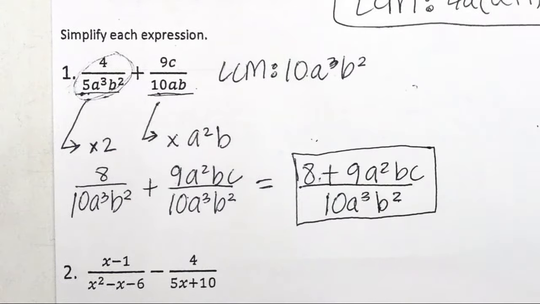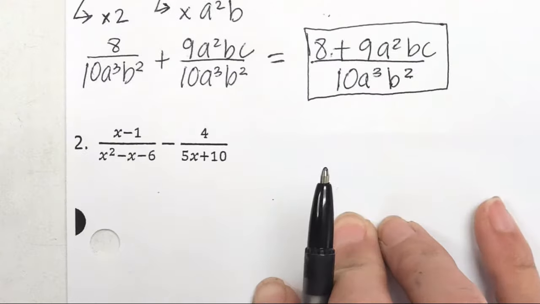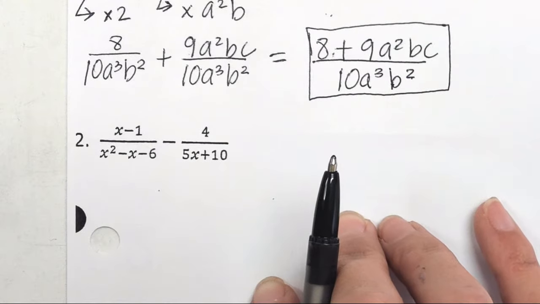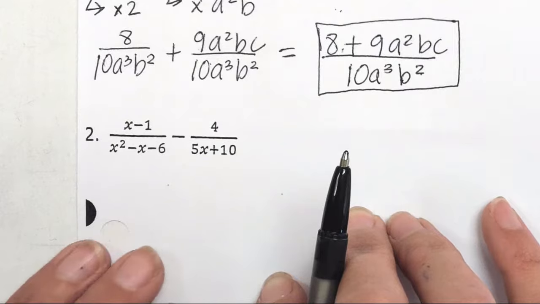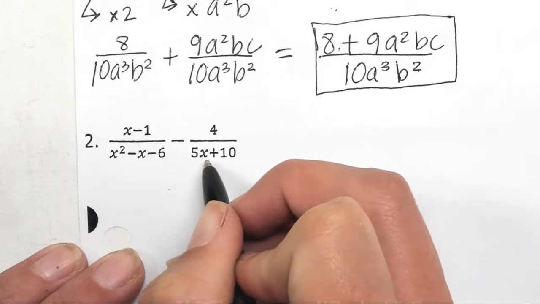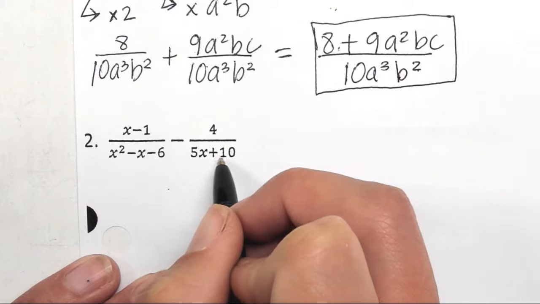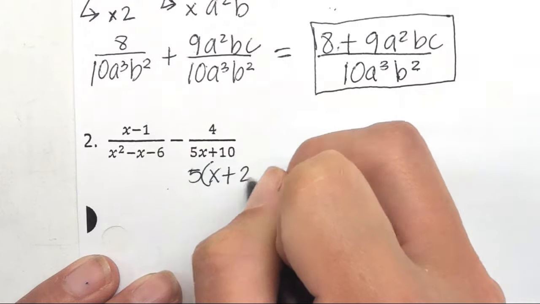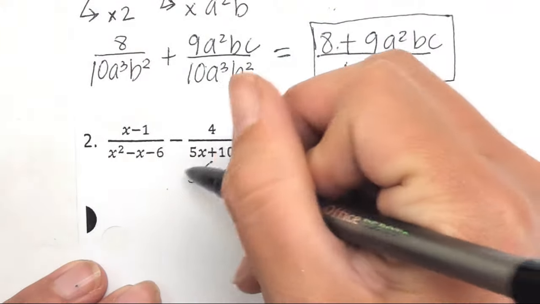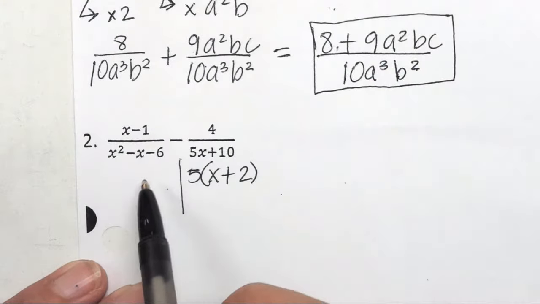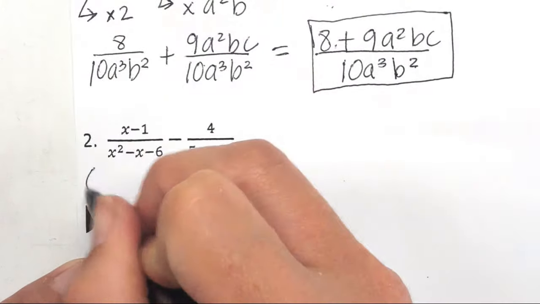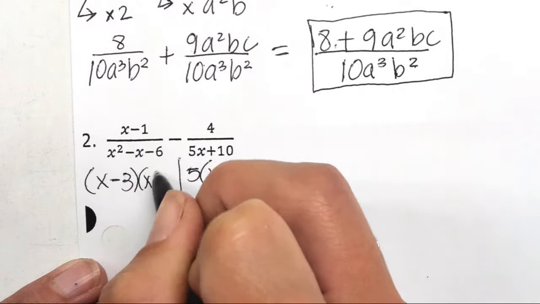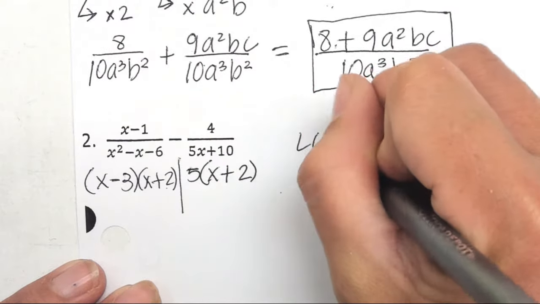Alright, next one, we have to find the LCM of the denominators. And what would make it easier on us? We got to do what first? Got to factor. We can factor this one first. It's pretty easy. How do we factor 5x plus 10? Good. Perfect. And then this one, if we factor, what are factors of negative 6 that could add together to get negative 1? Very good.